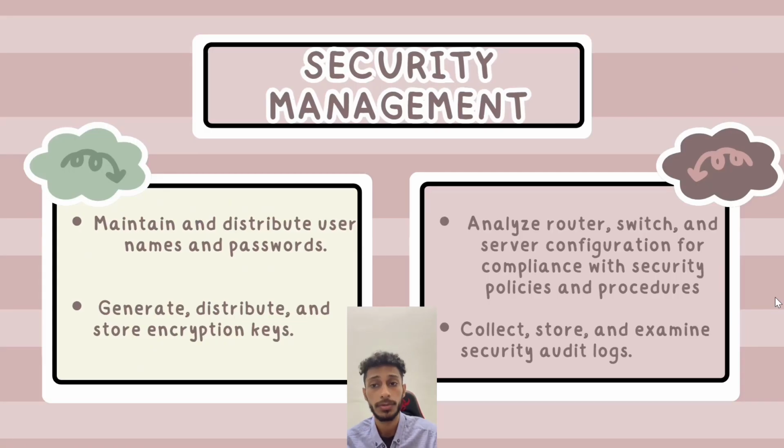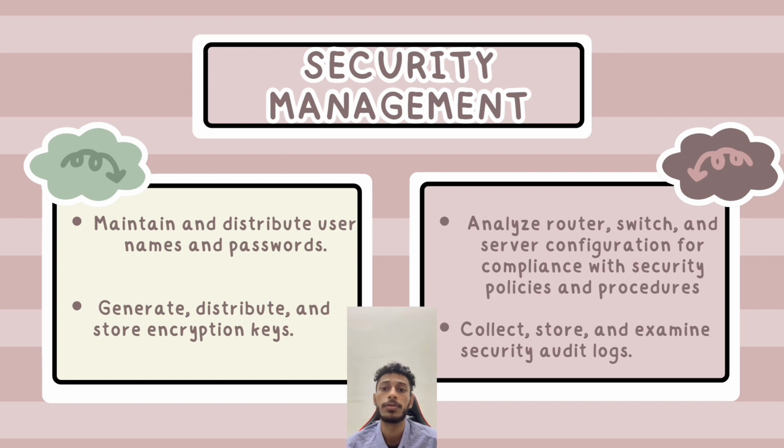Okay, second, we move on to security management. As it's explained in this chapter, four things. The first one is maintain and distribute username and password. That means manage user credentials and ensure secure distribution. The second one is generate, distribute and store encryption keys. That means to create and share and securely store keys for encrypting and decrypting sensitive information.